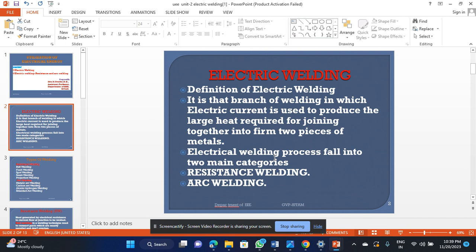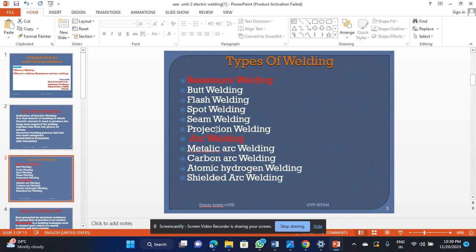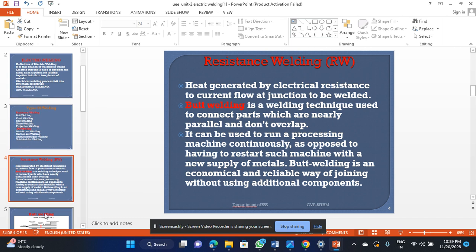The processes fall into two main categories: resistance welding and arc welding. In these also, many types are there. Resistance welding includes butt welding, flash welding, spot welding, seam welding and projection welding. In arc welding there is metallic arc welding, carbon arc welding, atomic hydrogen welding and shielded arc welding. So there are many types of welding. Today we are going to discuss resistance welding.